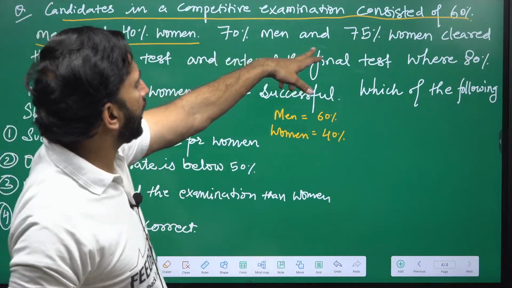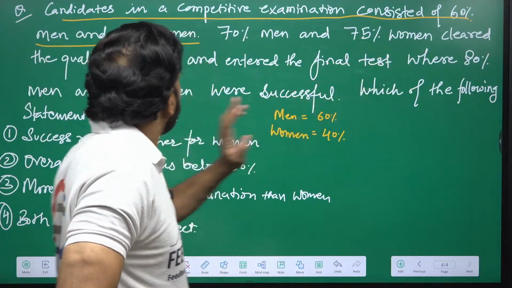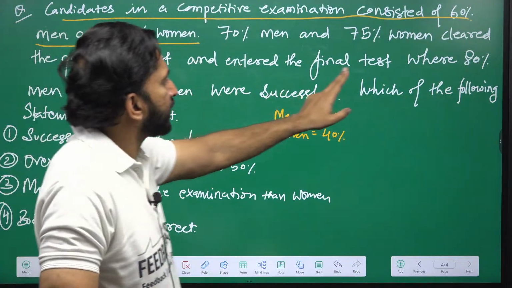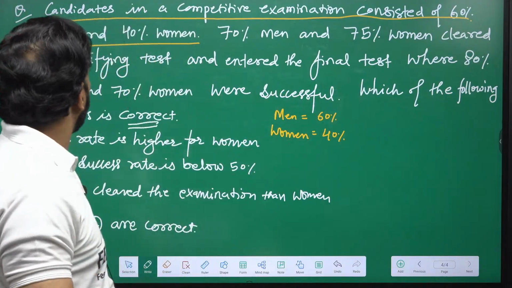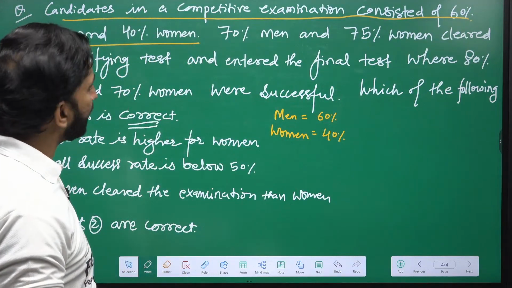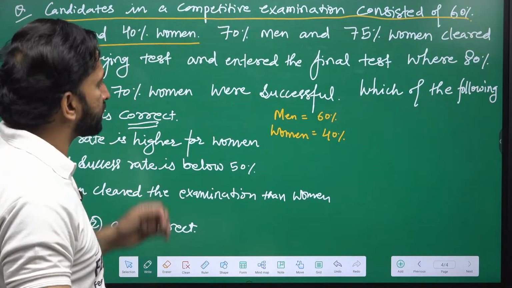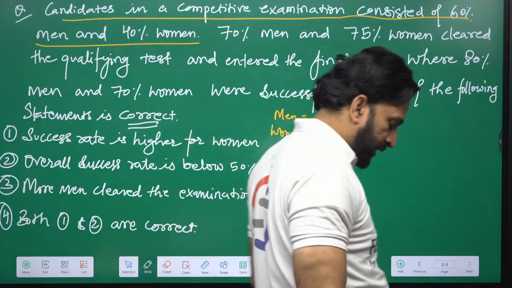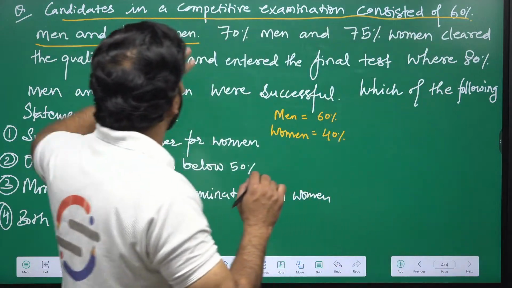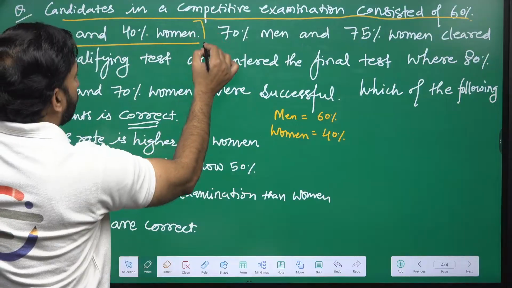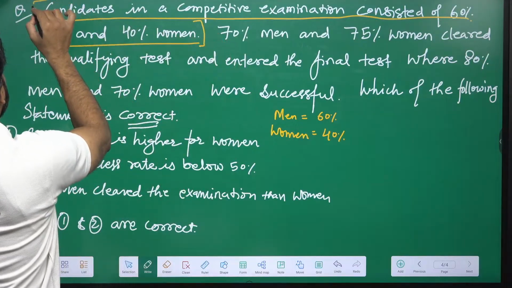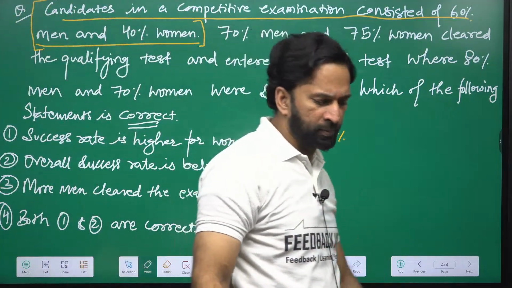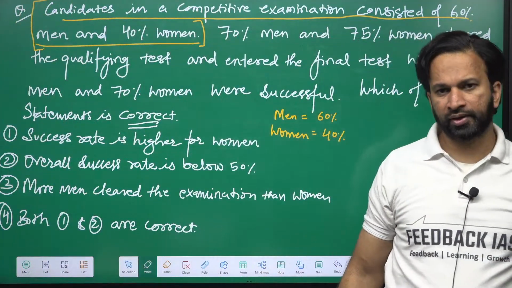70% men and 75% women cleared the qualifying test and entered the final test, where 80% men and 70% women were successful, right? So, up to here, it is very straightforward. Not very difficult to interpret.